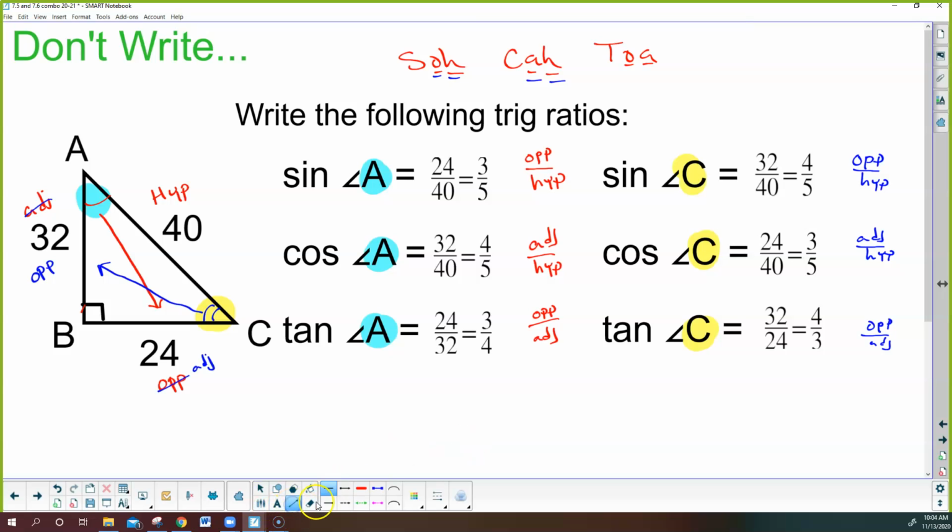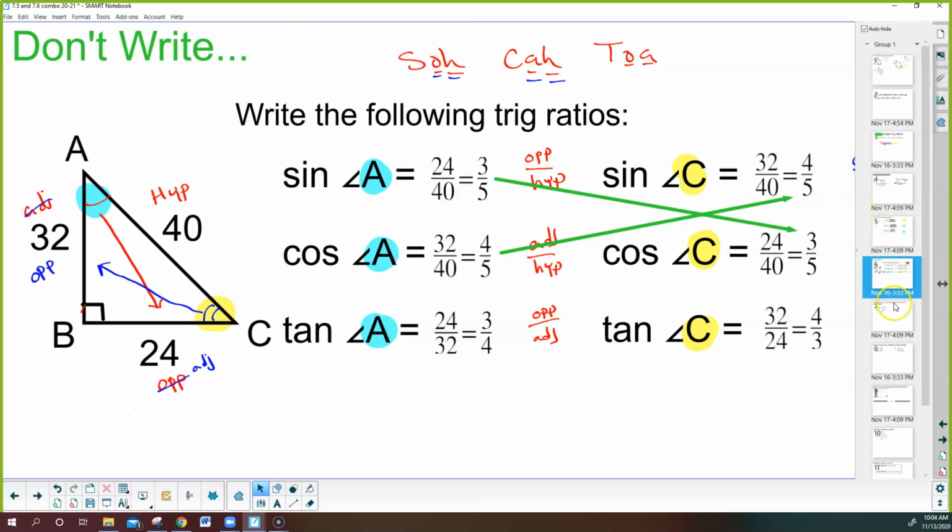And then just notice something here really quick. If I take the cosine of angle A, see how that's the same as the sine of angle C? And if I take the sine of angle A, 3/5 is the same as the cosine of C. That's just a little connection. And then look at tangent and cotangent. They're reciprocals of one another. All right, so you didn't have to write that down.